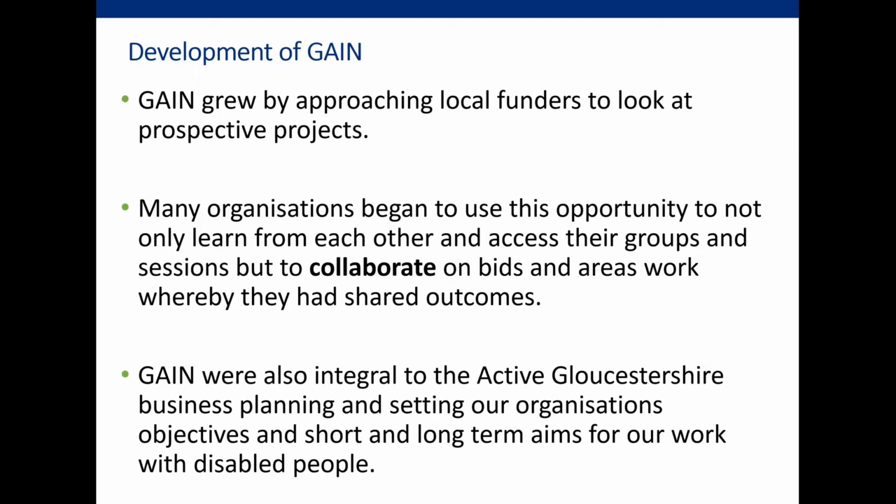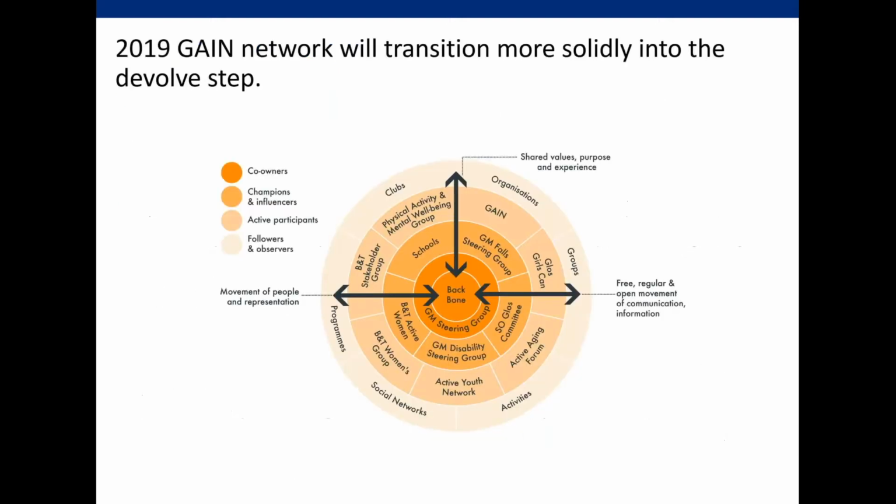The GAIN network was also integral to the Active Gloucestershire business planning and it's all informed their future objectives, both short and long-term aims of their work, specifically for disabled people. So what's come out of that network has informed a county partnership collaborative approach to that. And this is what it looks like.